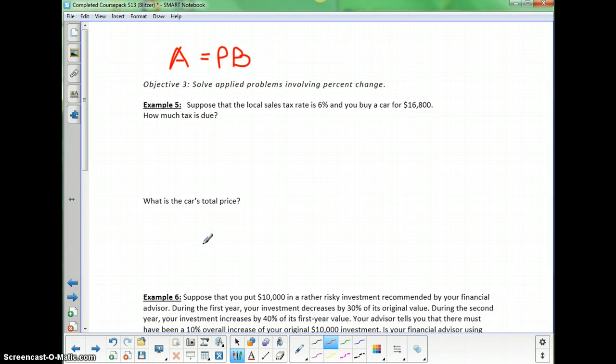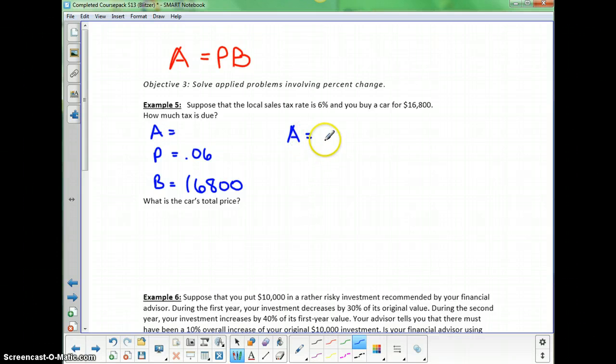So I'm going to suppose that the local sales tax rate is 6%, and I buy a car for $16,800. Okay, so as far as amount, percent, and base, I know the percent is 6%, which would be 0.06, and I need to figure out if that 16,800 is the amount or the base. Is it the original value, or is it the amount after I've applied the tax rate? That sounds like it's the original amount, so that's going to be our base. So I know that when I set this up, it'll be amount equals percent, 0.06, times base, 16,800, and I multiply them together to get the amount of the tax.